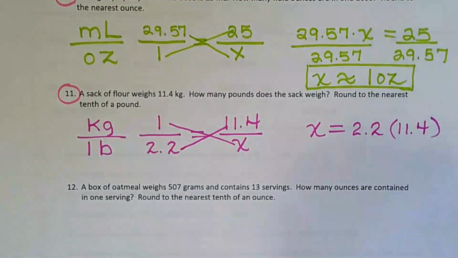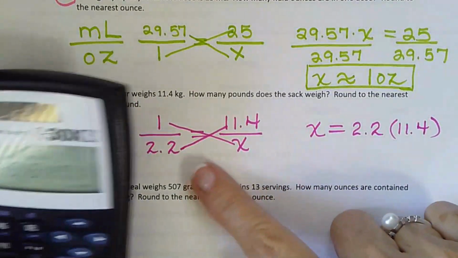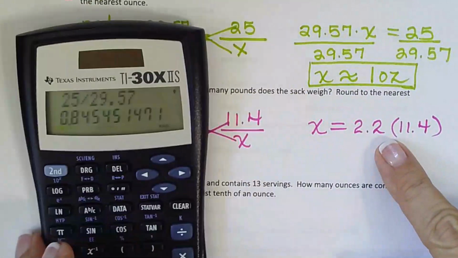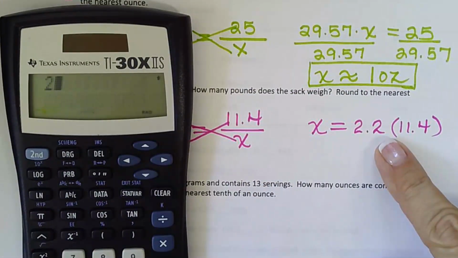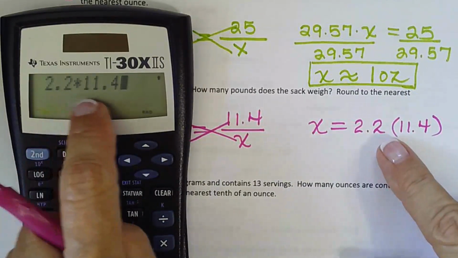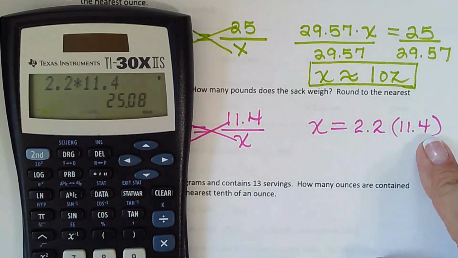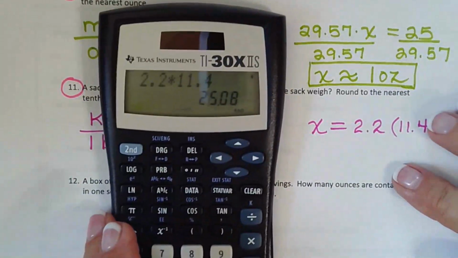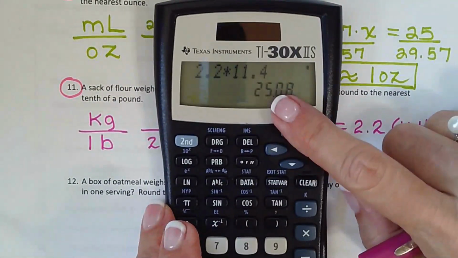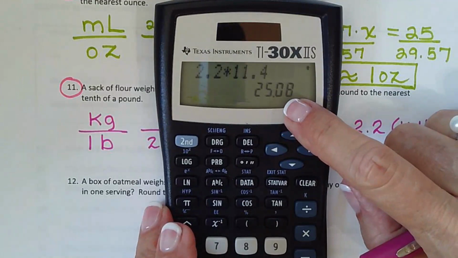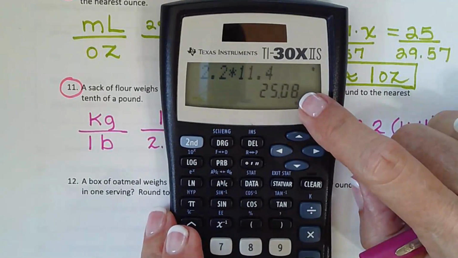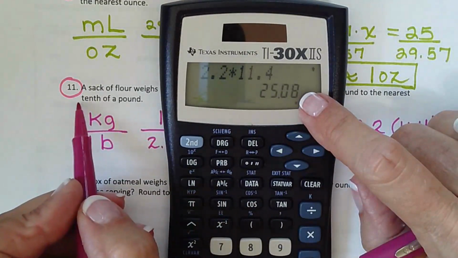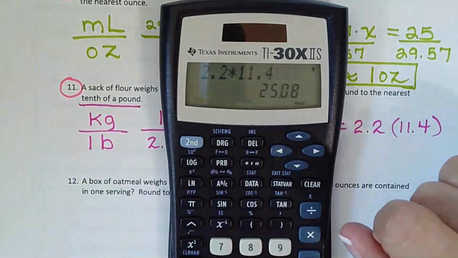I think it's time for the calculator again. So 2.2 times 11.4. I always look at my screen before I hit enter to make sure I've typed it right. And you can do parentheses or times, it doesn't matter. So 25.08, but this says round to the nearest tenth. You see how easy it would be to go to write 25, or to write 25.08? Always read your last line before you do that.